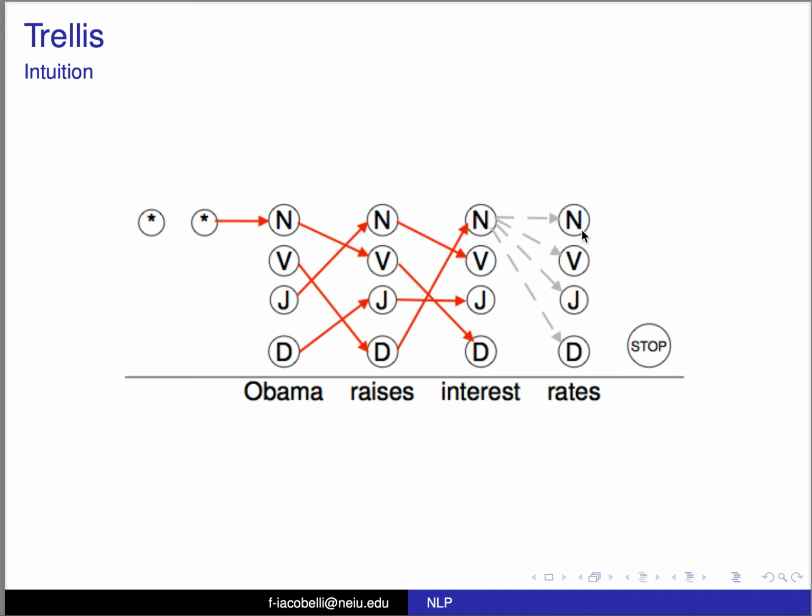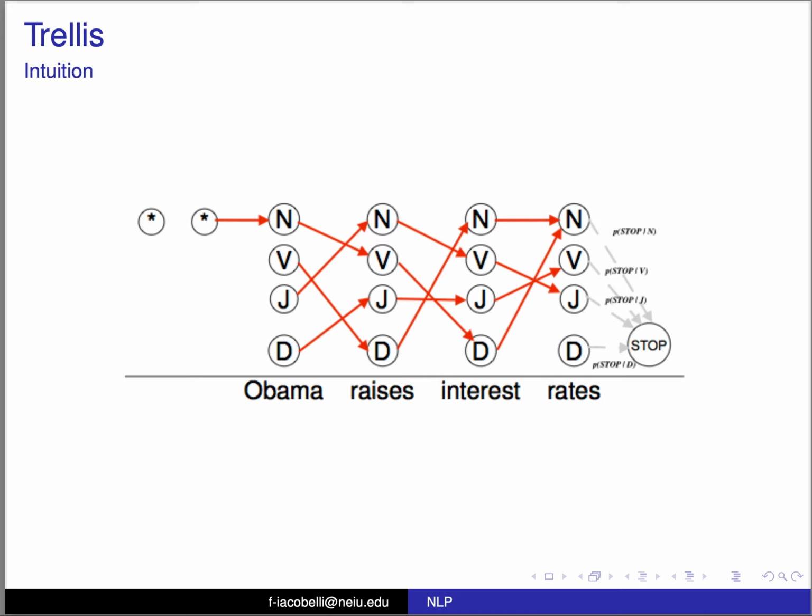And then here, rates, I will look at each one of these tags with noun. Then each one of these tags with verb, each one of these tags with adjective, and each one of these tags with determiner. And I keep track of the one that gave me the maximum. And then I'm going to do the same thing with stop and all the previous tags, right? And I mark the one that gave me the maximum. And then the idea would be to trace back, okay? To trace back what would be the best probability distribution here.